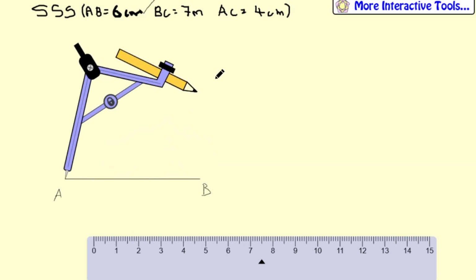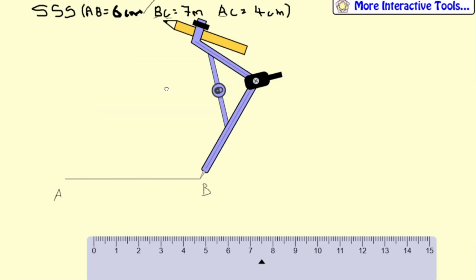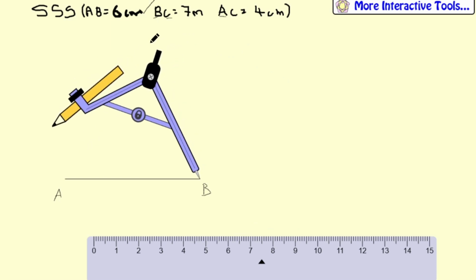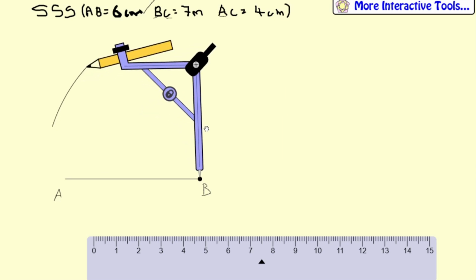Now, I want you to recognize something. The question did not ask for AC 7. It asks for BC. Alright? Which means that this compass point should be placed at B. So even though it is the norm for us to start at A, we are doing what the question is asking for, which is B, C. So scribe an arc.